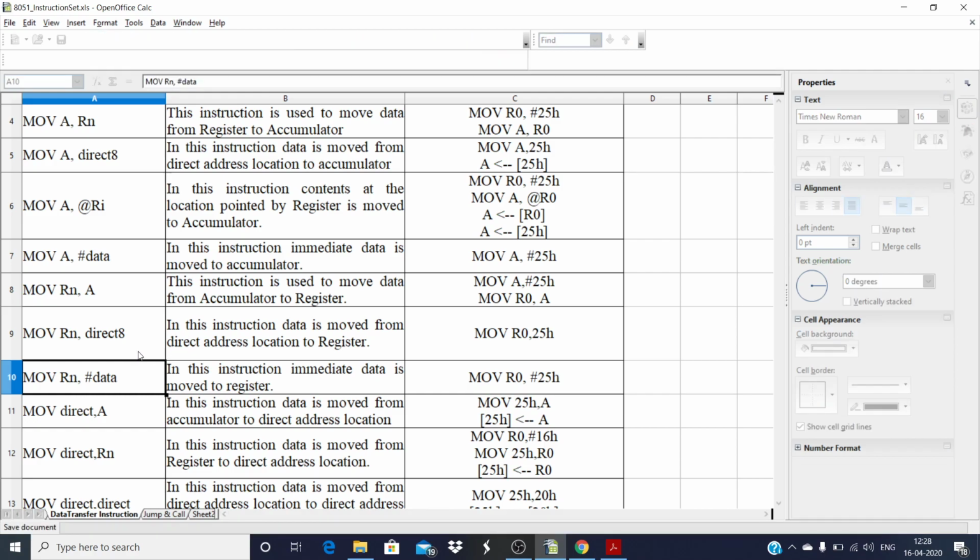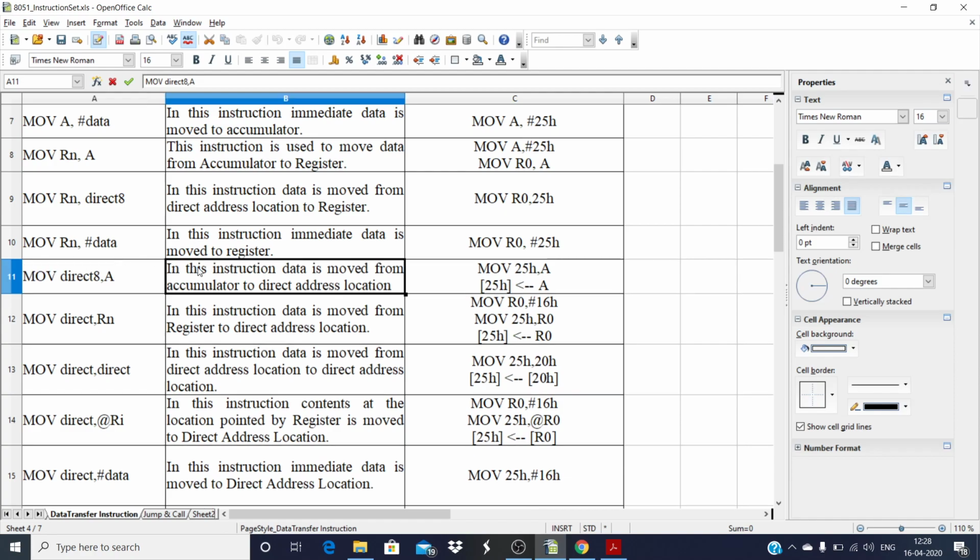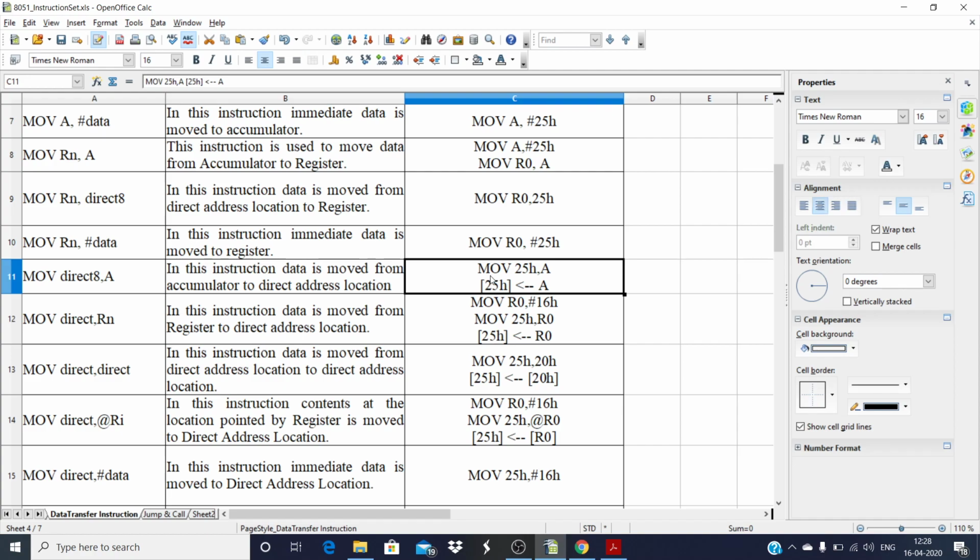Next instruction, move direct comma A. Direct 8-bit comma A. In this instruction, data is moved from the accumulator to the direct address location, which is 8-bit. For example, move 25h comma A. Here the contents of A will be moved to the location 25h. The contents will be stored at that address 25h.